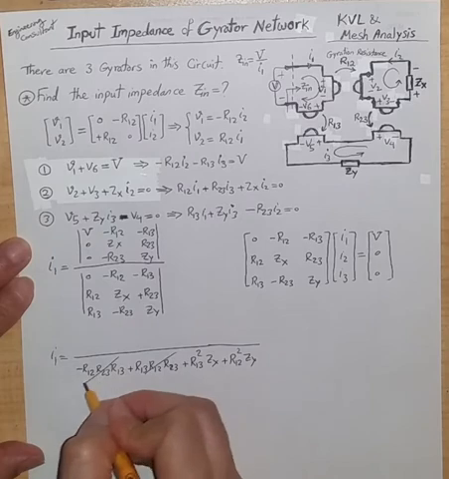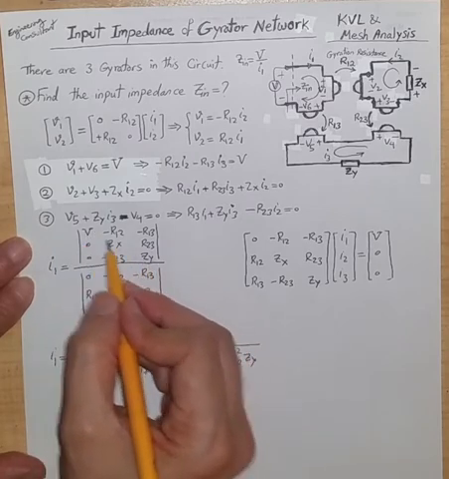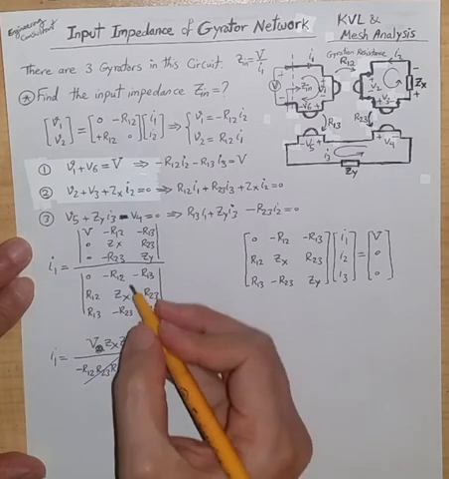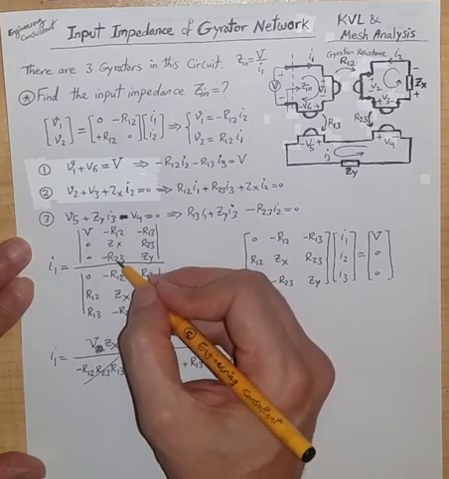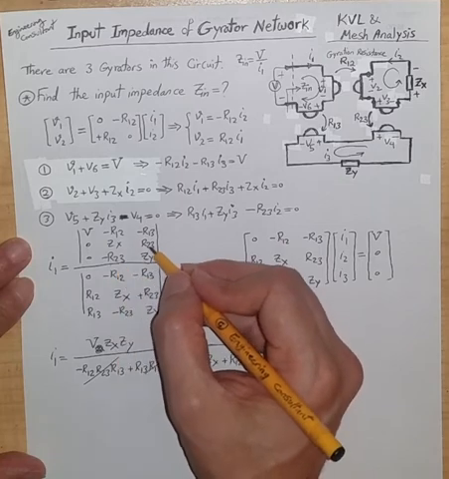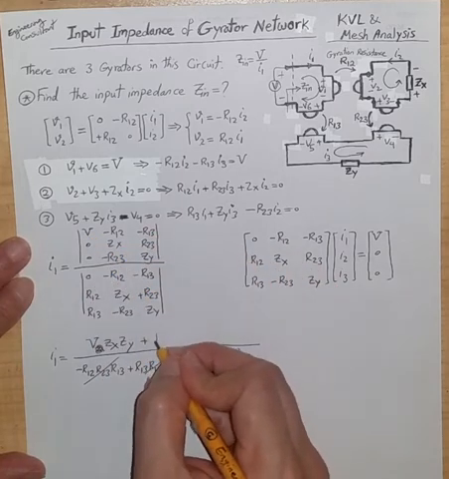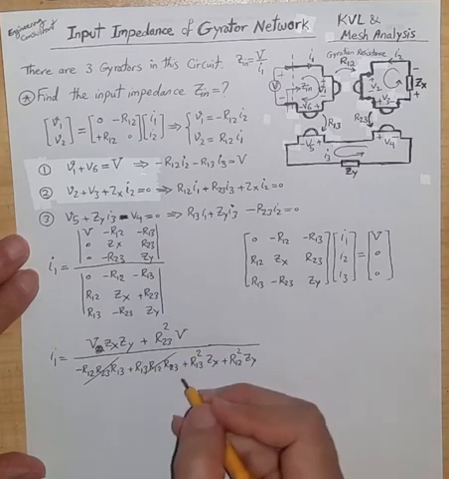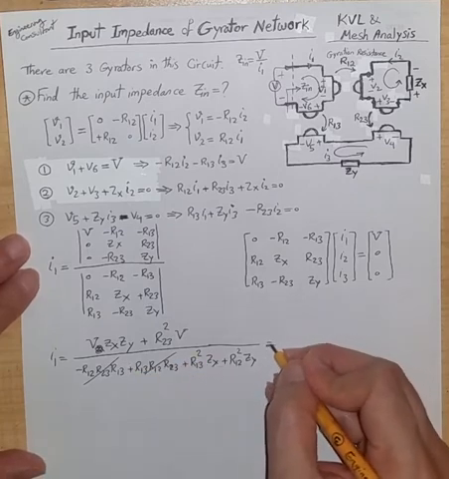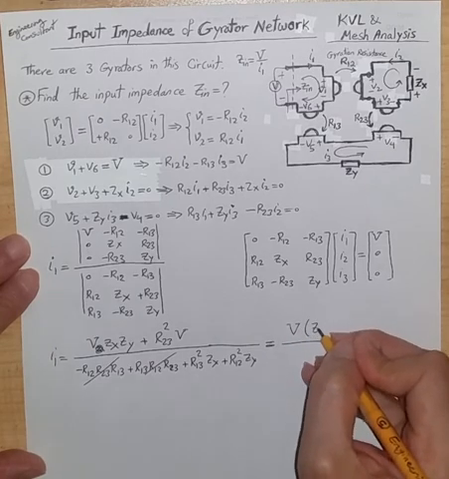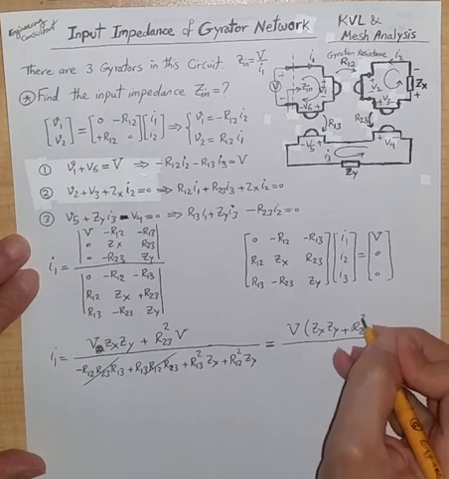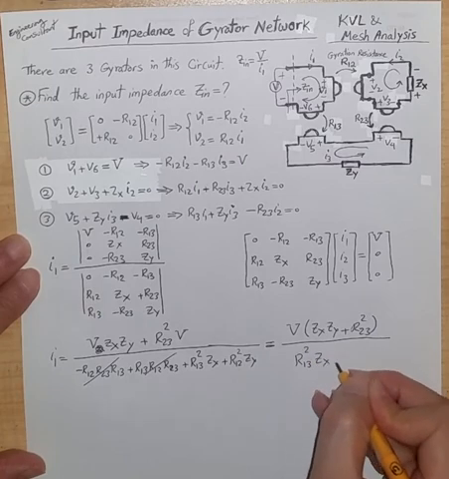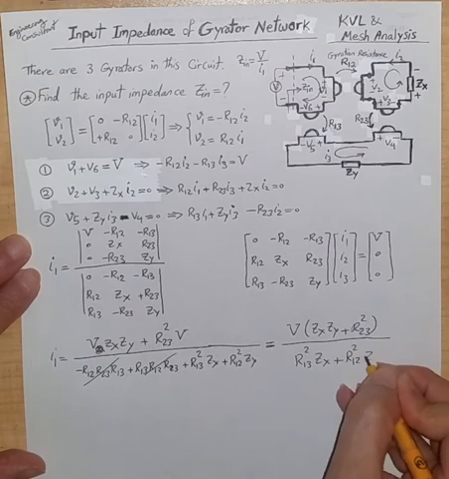In the numerator, this one cancels out this one, and we have V times Zx Zy, and then the only other non-zero component would be minus minus, which is plus R23 times R23 times V. So it's going to be R23 squared times V. Alright, so I am going to rewrite this as V times Zx Zy plus R23 squared, divided by R13 squared times Zx plus R12 squared times Zy.